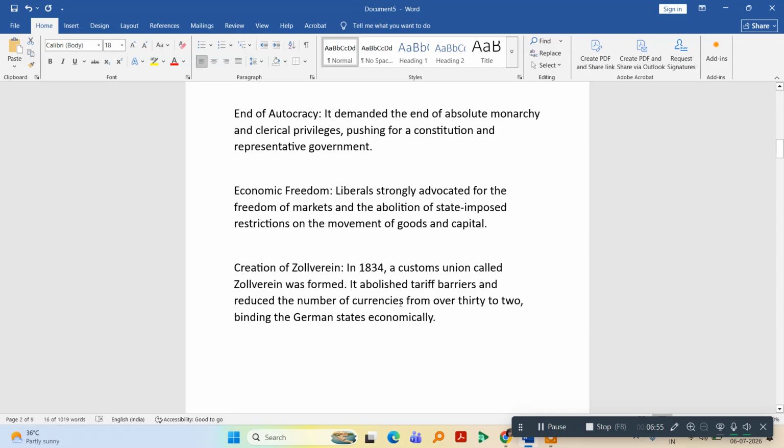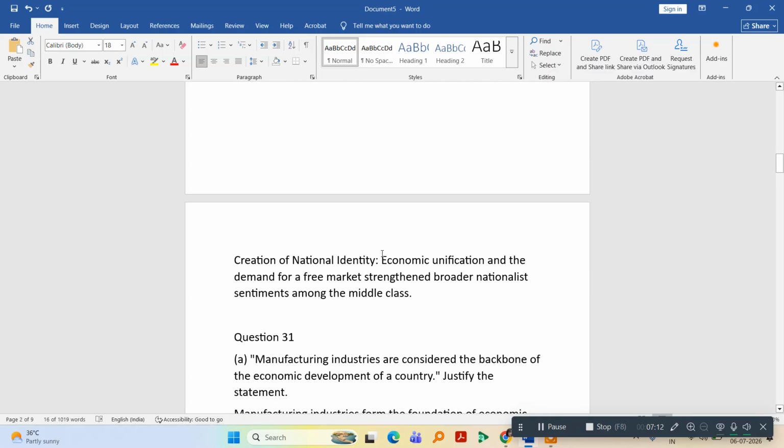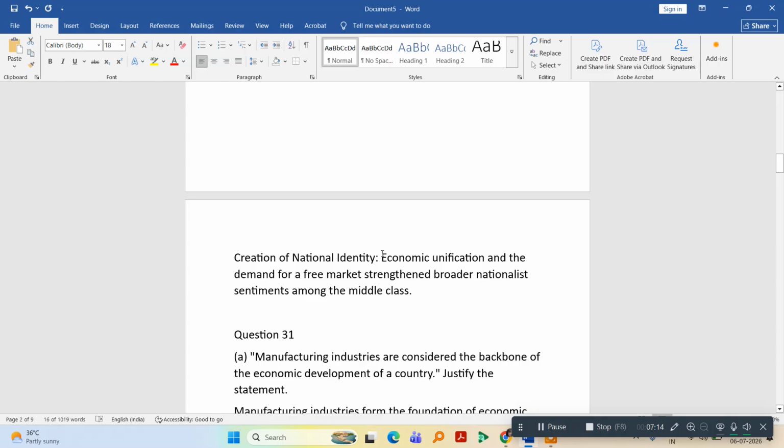So when the Zollverein was introduced, it completely abolished tariff barriers and reduced the number of currencies from over 30 to 2. So the number of currencies was diminished from 30 to 2, building the German states economically. Creation of national identity, economic unification, and demand for a free market strengthened nationalist sentiments among the middle class.